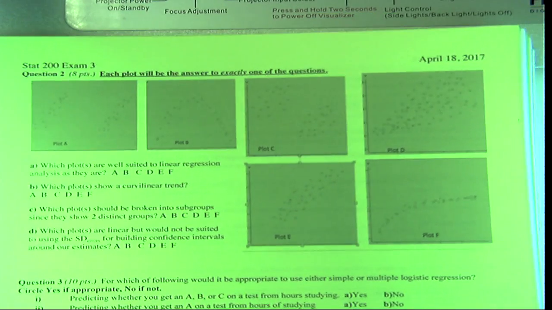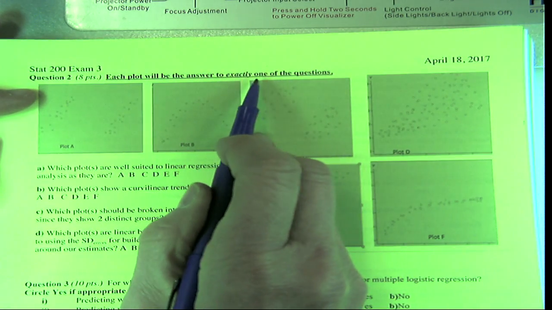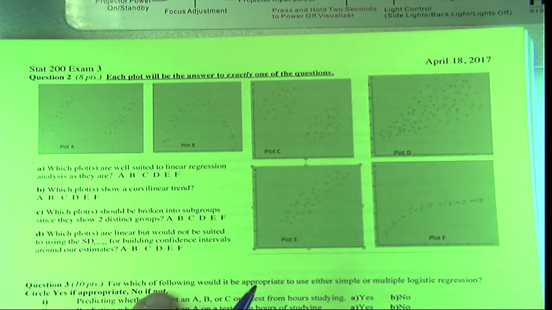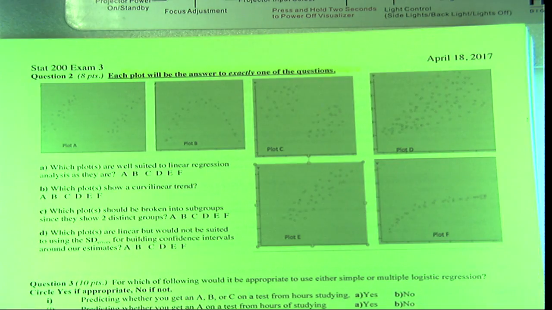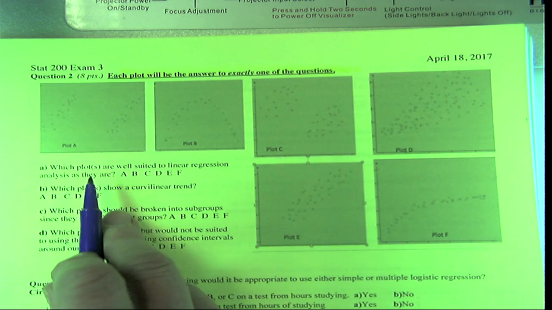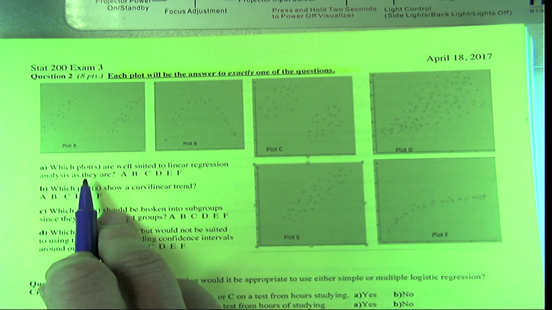I don't even like this question very much because it's kind of confusing. Each plot will be the answer to exactly one of the questions. So after you use one, just cross it off. It won't be the answer to another one. Let's start off. I have plots, it's just confusing. I'm sorry about this. I don't like this question.